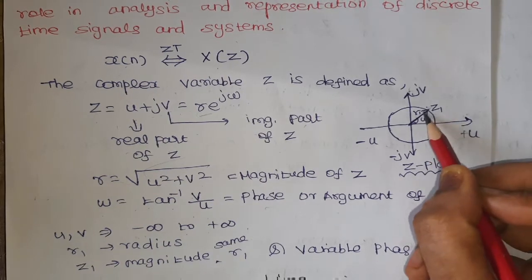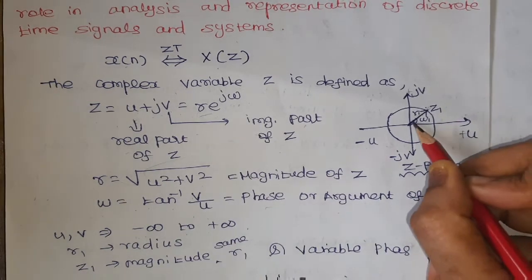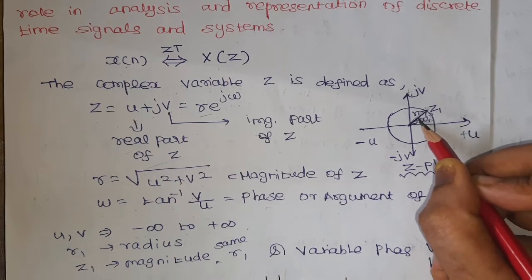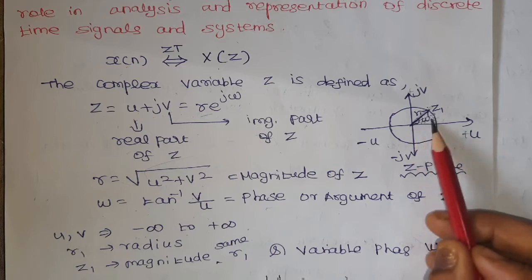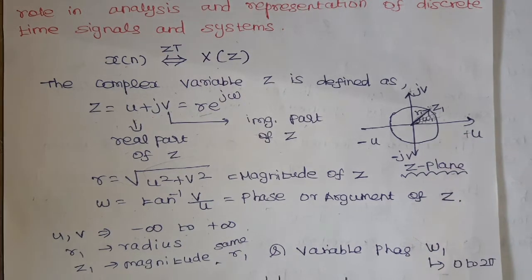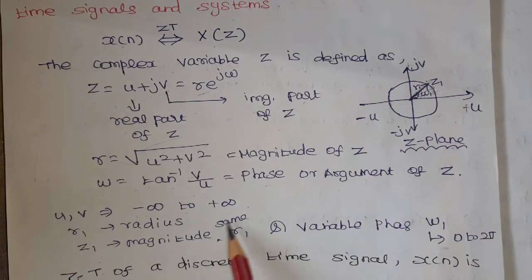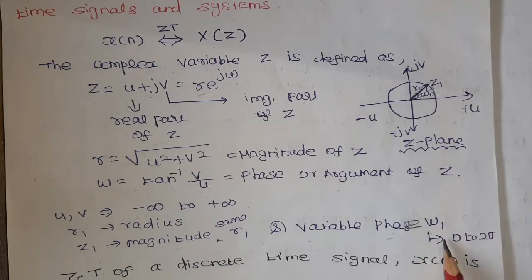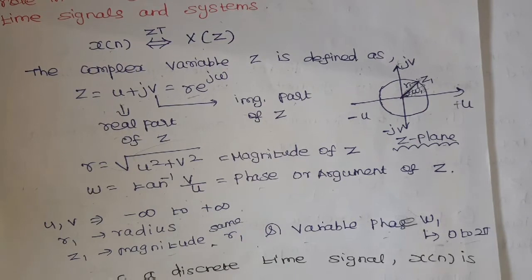Here r is a constant value, the same magnitude. When we take r here, what will we get? The same magnitude, but the phase is different for every point. Omega 1, the phase, is different. So r1 is nothing but the radius. z1 equals the same magnitude r1 with a variable phase omega 1. This omega 1 varies from 0 to 2 pi. This is the general introduction of the Z transform.